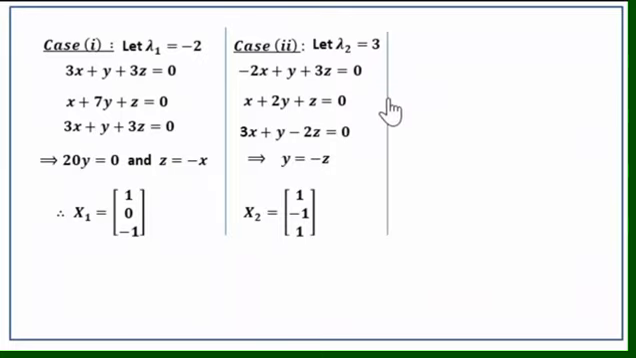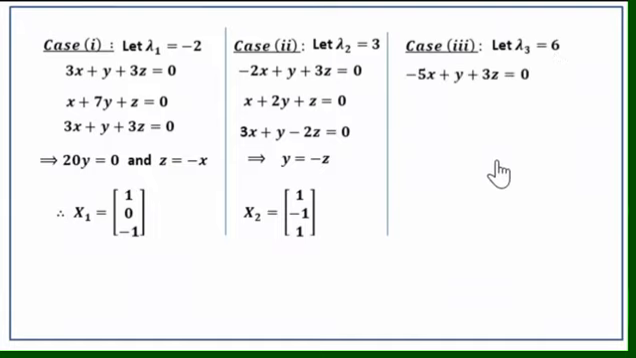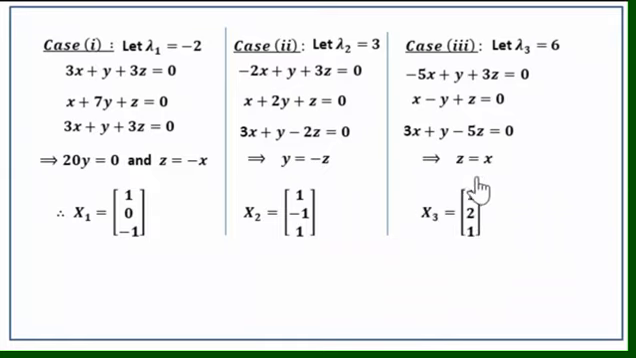Next, the third case, take the eigenvalue lambda equal to 6. In the three equations we will get these three equations. If I add the first two equations, here we have plus y, here we have minus y. So adding, we get minus 4x plus 4z equal to 0, or minus x plus z equal to 0, or z equal to x. So if I take x equal to 1, then z will be 1 from this relation.